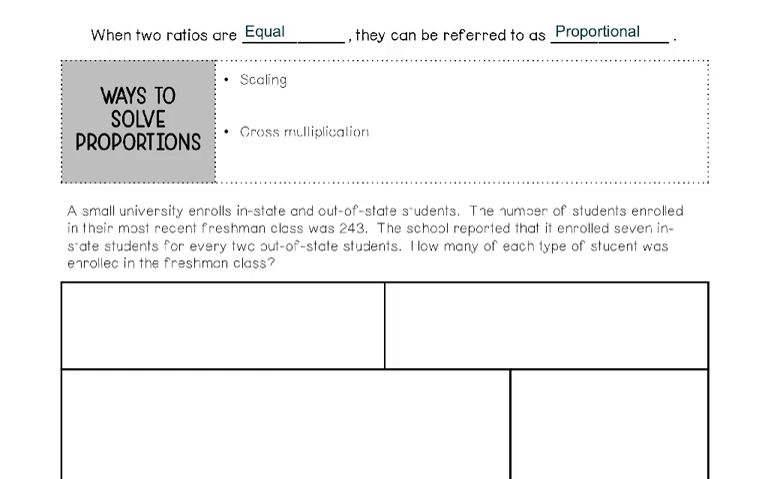When two ratios or two rates are equal, we have a special word for that, and that's called proportional. So when you see proportional, you should think equal. When you want to solve a proportion, one way is scaling. The way I focus on is cross multiplication. Let me show you an example of what cross multiplication looks like.